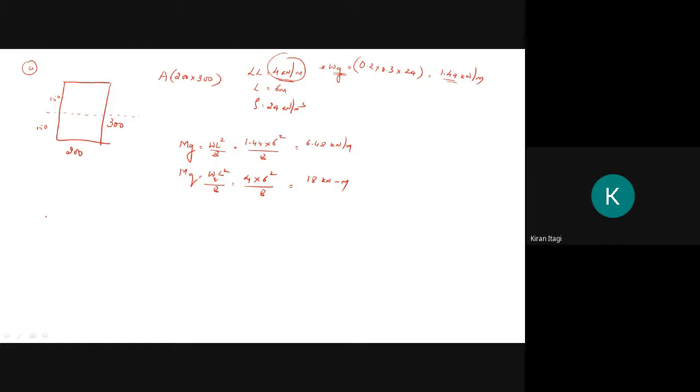Correct? Therefore, he is asking for the concentric prestressing force necessary for zero fiber stress at the soffit when the beam is fully loaded. Therefore, the stress at the bottom fiber is equal to 0. Directly what you do, you take these two, P upon A, the first case. P upon A, that is P is how much? We have to determine that P value. We don't know the value of P. Therefore, stress will be equal to 0.